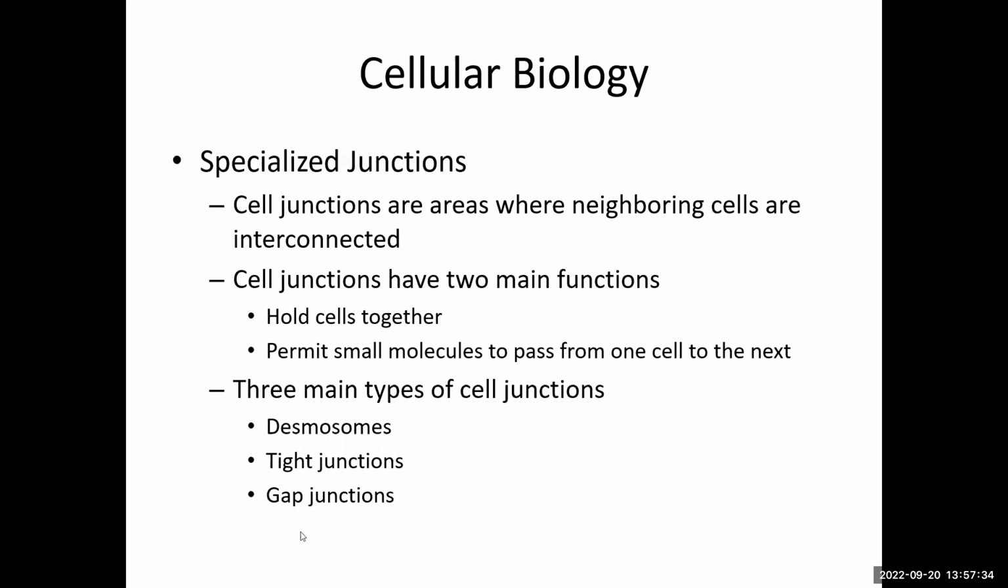These specialized junctions are going to be where the cells come together and are connected. These cell junctions have two functions. First one is to hold all the cells together so that we can maintain that tissue. And then some of these cell junctions are going to permit certain molecules to pass through from one cell to the next, so we can communicate one cell to the next. There are three different types of cell junctions. You've got the desmosomes, the tight junctions, and the gap junctions.